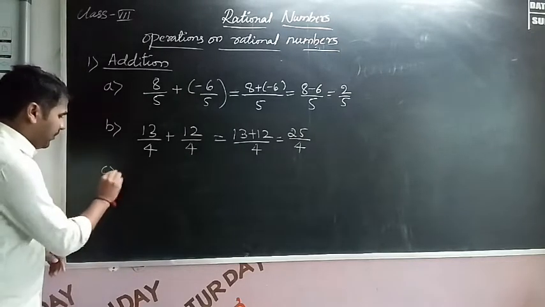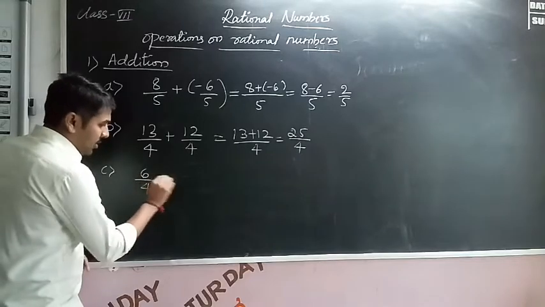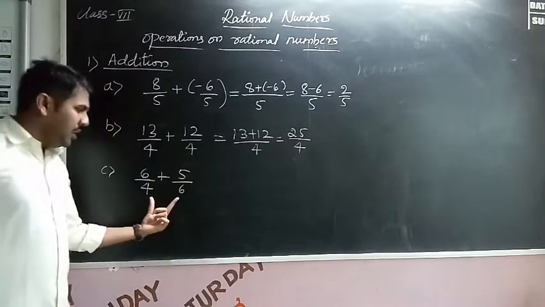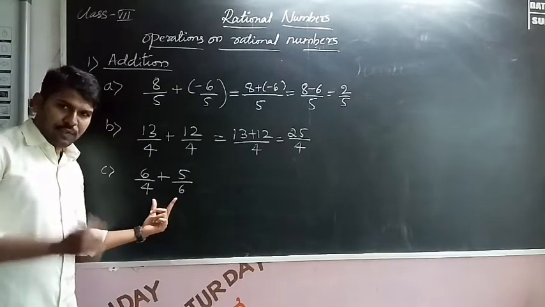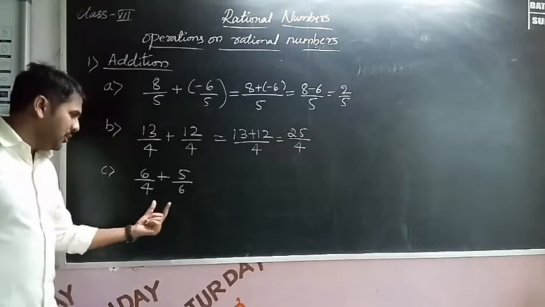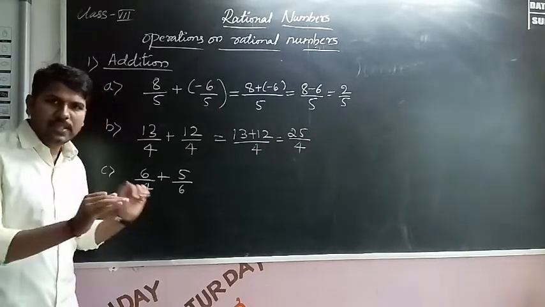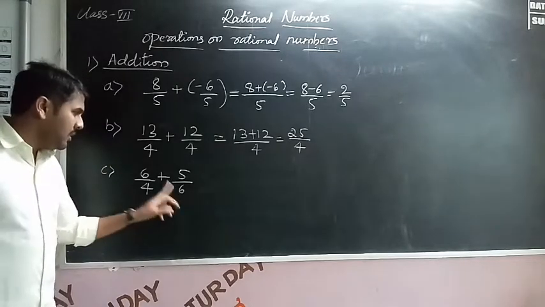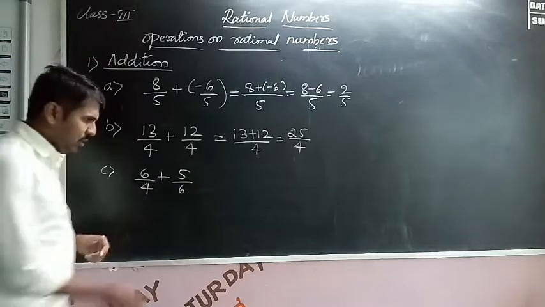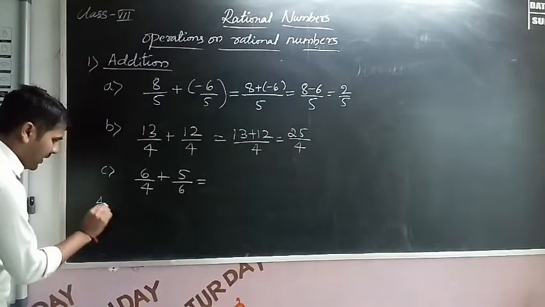So take another one. 6 by 4 plus 5 by 6. Here denominators are different. So first make the denominators same, then only you can add the rational numbers. So here denominators are 4 and 6. So take the LCM of 4 and 6. Or otherwise directly you can multiply 6 to this number 4, that is cross multiplication. Otherwise take the LCM of 4 and 6.